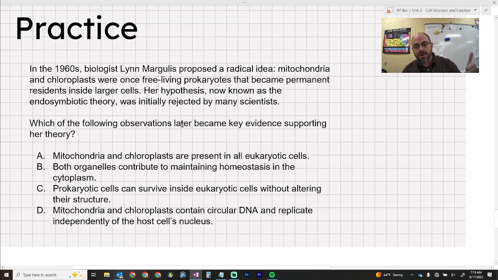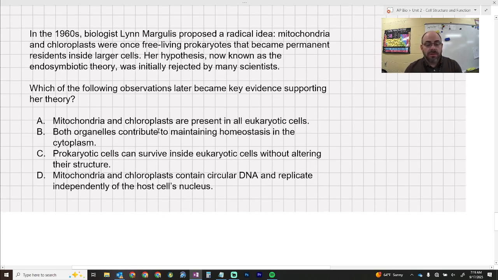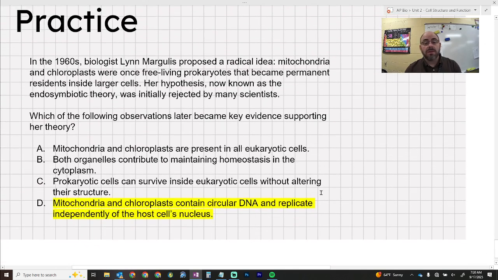I know that mitochondria have double membranes, their own ribosomes, and DNA. They reproduce independently. I know all these things, and so I can now go find those in the answer choices. Are present in all eukaryotic cells: that is not necessarily evidence. Both organelles contribute to maintaining homeostasis: sure, they do, but that's not evidence. Prokaryotic cells can survive inside eukaryotic cells without: I don't know that that's evidence. And mitochondria and chloroplasts containing circular DNA replicate independently: that's evidence. D is the correct answer.